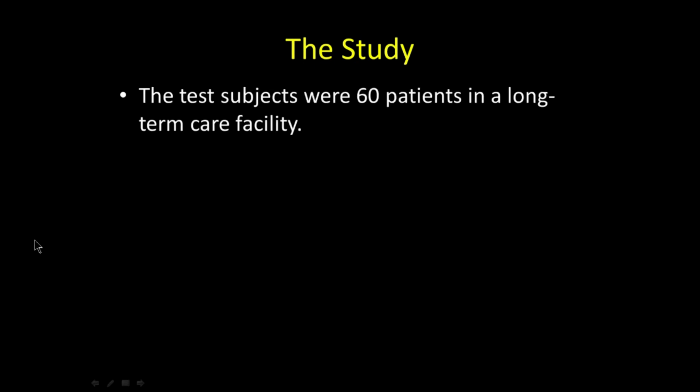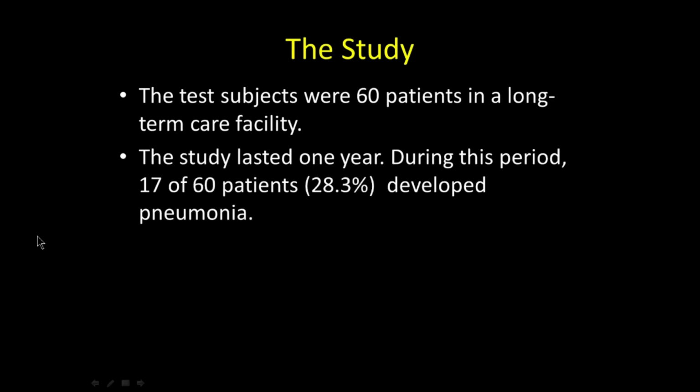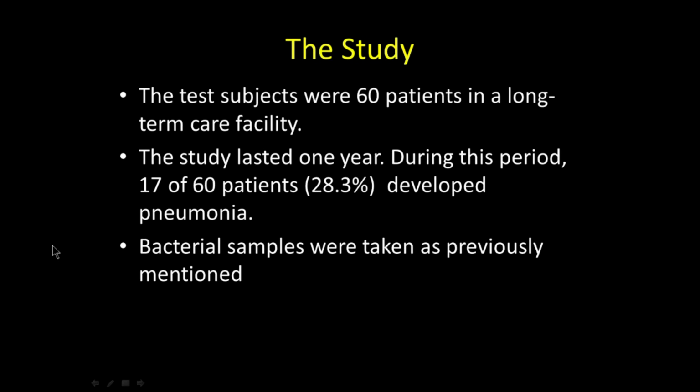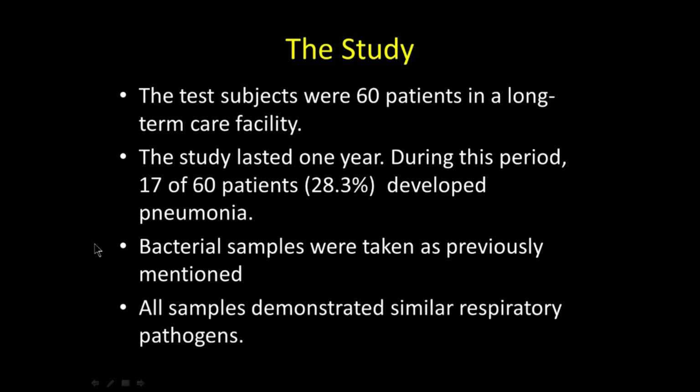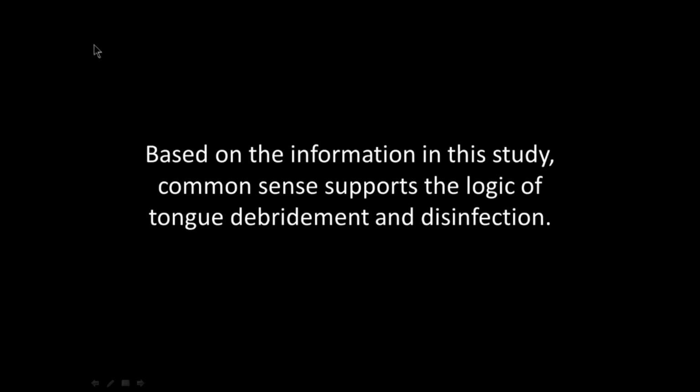First of all, the test subjects were 60 patients in a long-term care facility. Second, the study lasted for a year, and during that time, 17 of 60 patients, 28%, developed pneumonia. Bacterial samples were taken as previously mentioned: the tongue scrapings initially, the tongue scrapings when pneumonia developed, as well as sputum samples when pneumonia developed. All the samples demonstrated similar respiratory pathogens, particularly the two that we mentioned earlier.